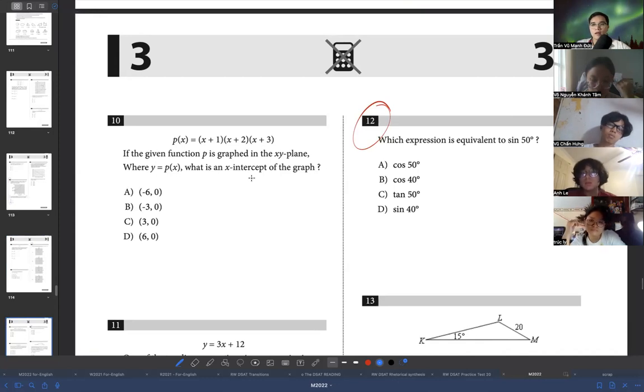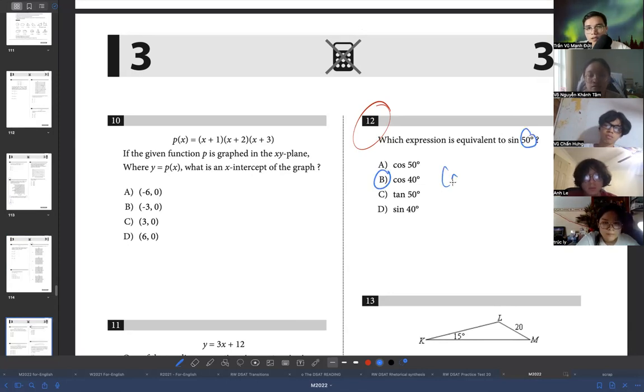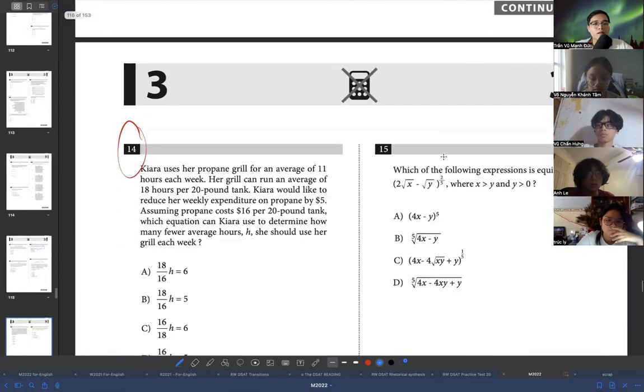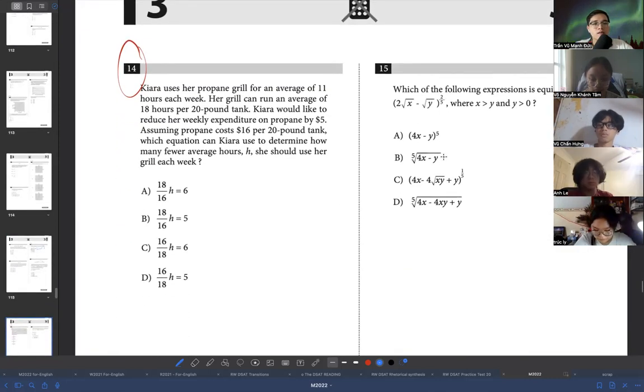12. Can you do this for me, Tập? It's B. Sine of 50 equals cosine of 90 degrees minus 50. So you get cosine 40. Exactly. Next one is, okay, you do this also.